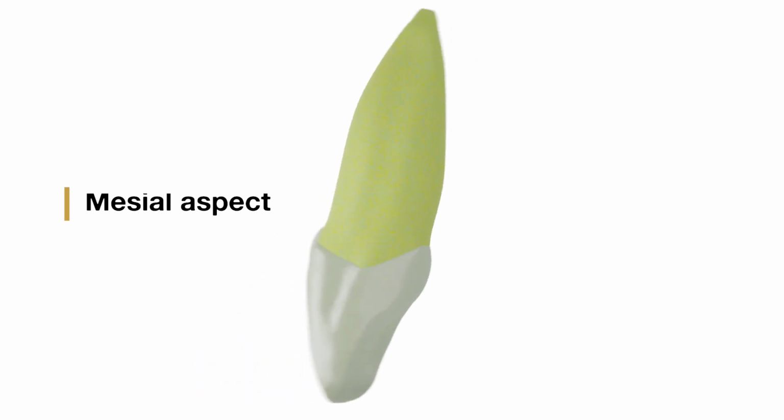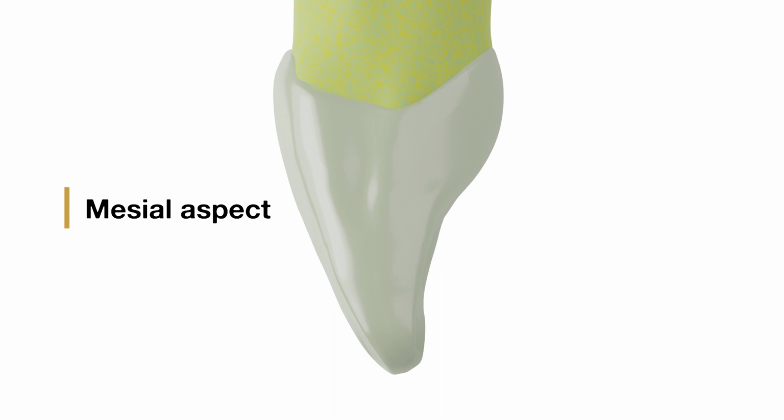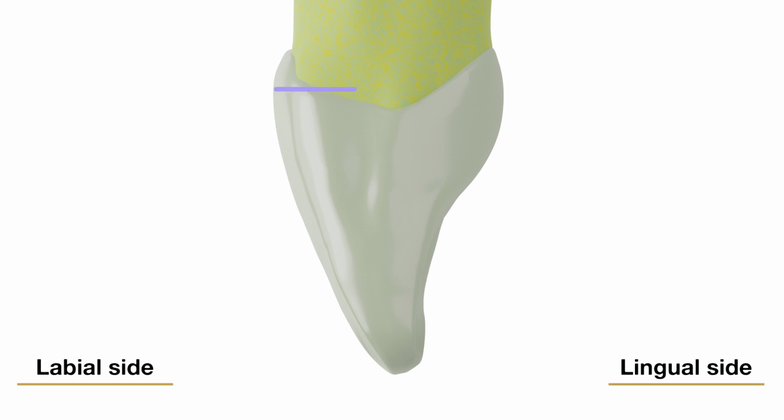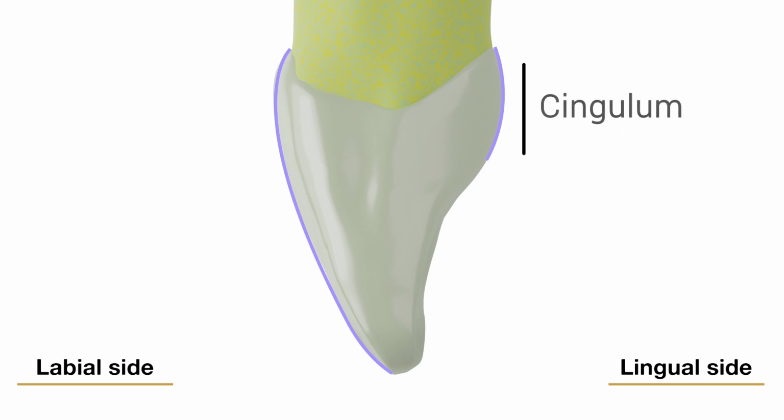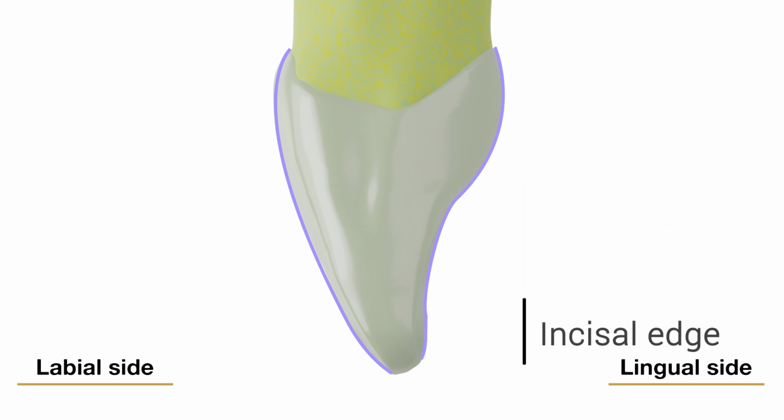Now let's move on to the mesial side. The crown is triangular in shape or wedge shaped, with the base of the triangle at the cervix and the apex at the incisal angle. The labial outline of the crown from the crest of curvature to the incisal edge is slightly convex. The lingual outline is convex at the cervical 1/3, making cingulum, then concave, making the lingual fossa, and again slightly convex at the incisal edge.